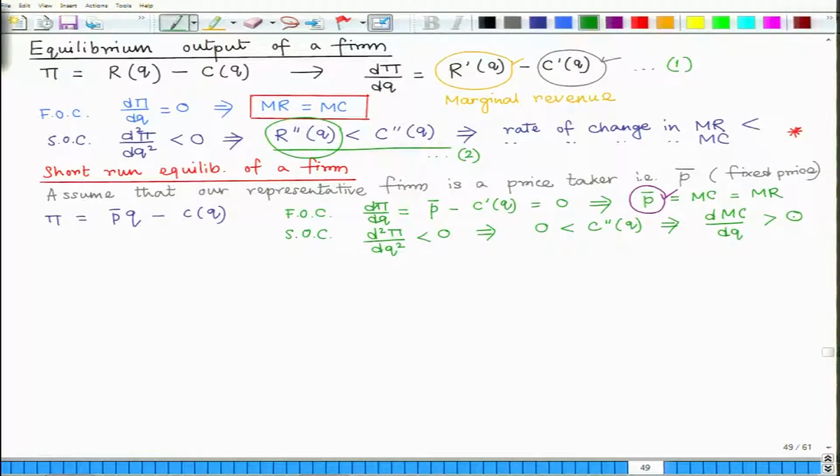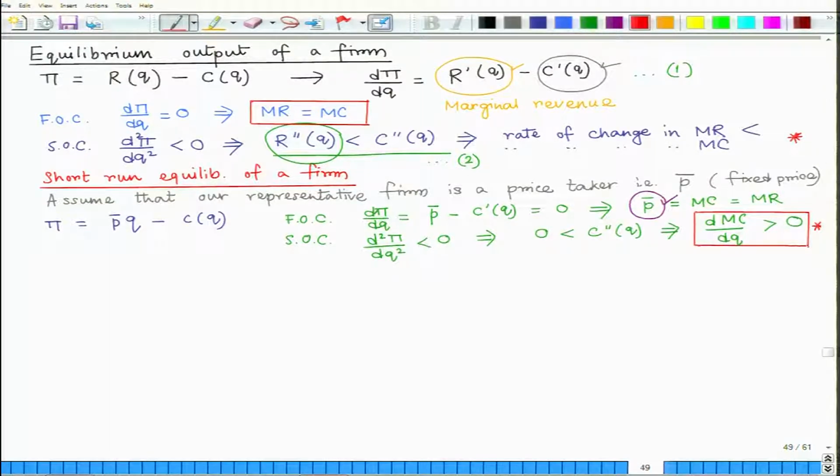So this is also a very important result from the perspective of the theory of the firm. It means that the firm's profit maximization problem will reach a solution when the firm is operating on the upward sloping segment of the marginal cost curve. This is also very important. Let us now look at a diagram to understand the first order and second order conditions of a short run equilibrium of a competitive firm.